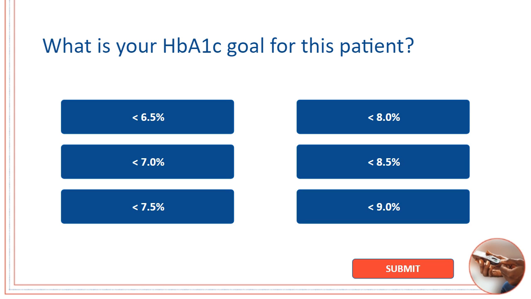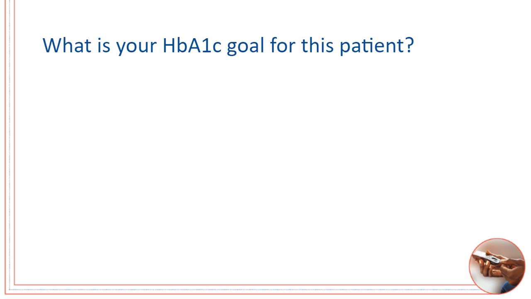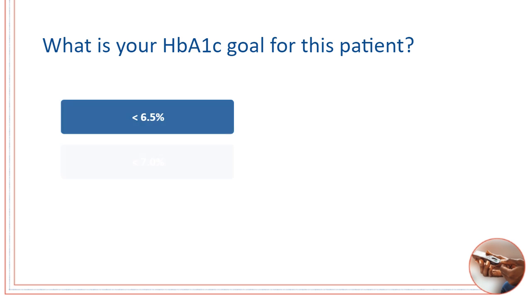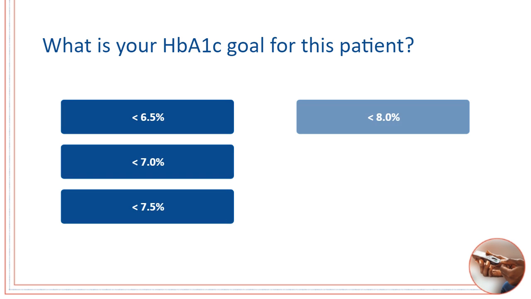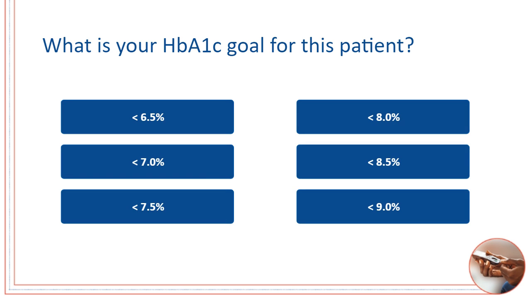So when you think about Dennis, what is your hemoglobin A1C goal for this patient? So there are a lot of options for A1C goal for this patient. Again, this is someone who I think is relatively young, doesn't have a lot of complications, and is motivated to be involved in his care. So I think this might set you below 7%.